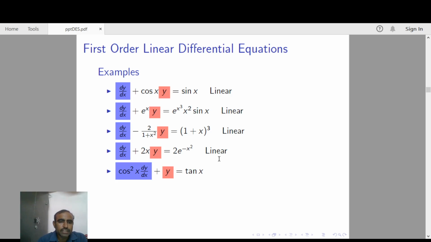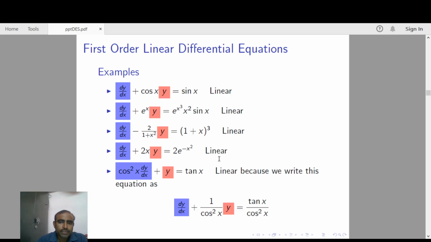See here, cos²x dy/dx + y = tan x. Is this linear? Is this in the form dy/dx + p(x)y = q(x)? If it is possible to write it in this form, then it is linear. So this is also linear, since if we divide this equation by cos²x, we get dy/dx + (1/cos²x)y = tan x/cos²x. This is in the form dy/dx + p(x)y = q(x), so it is a linear differential equation.